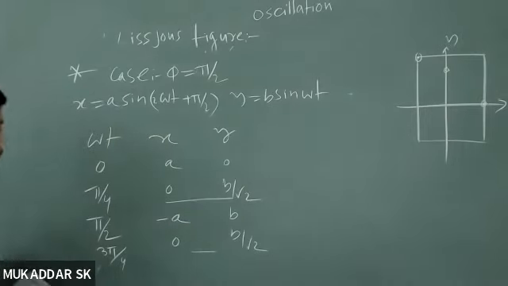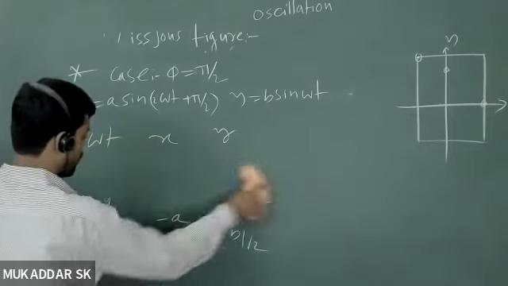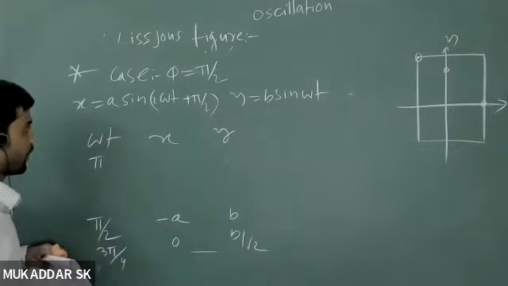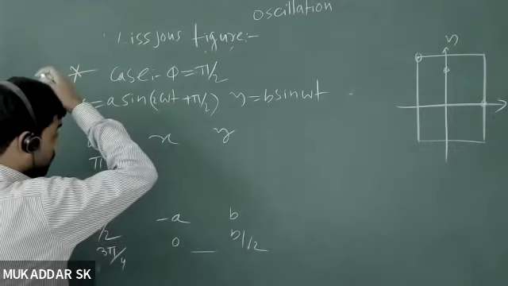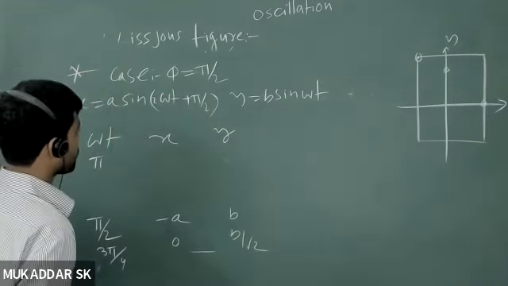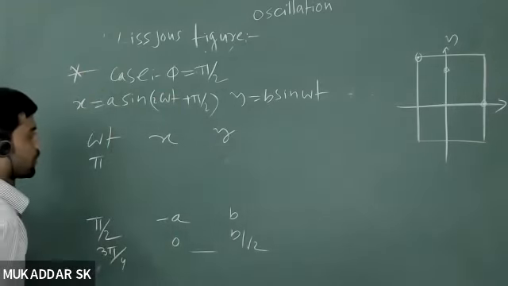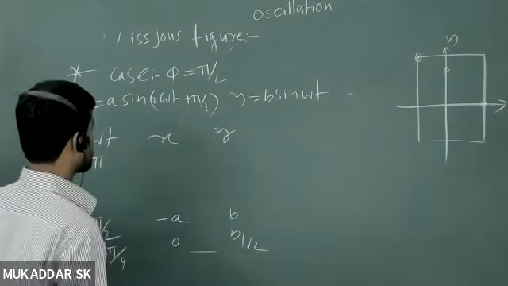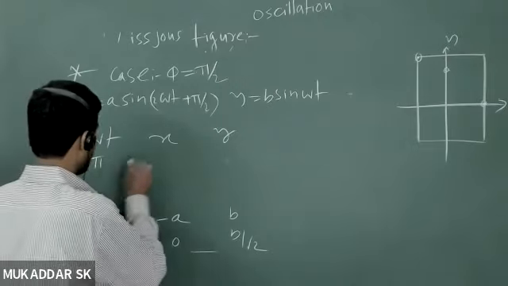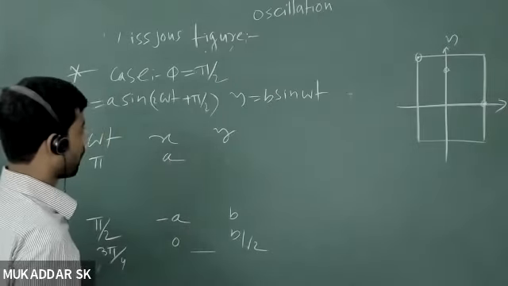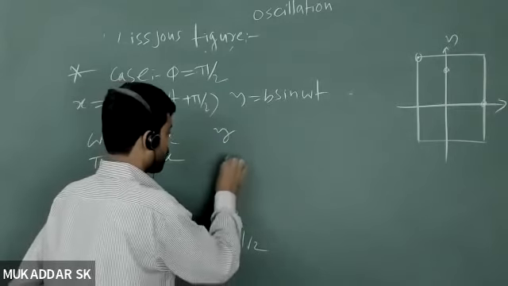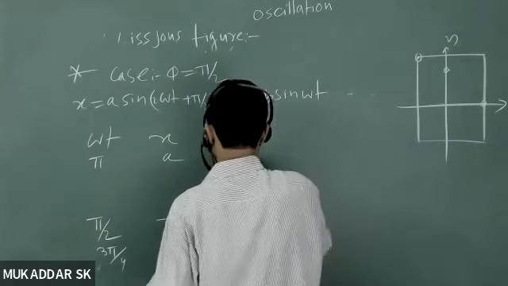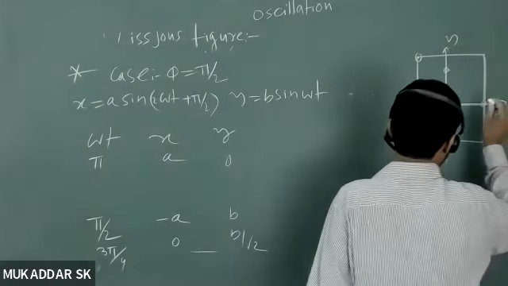Now if you take pi, then what will happen? If you take pi, then it will be 2 pi plus pi by 2. How much? Sin 2 pi plus pi by 2, how much is it? Sin 2 pi plus pi by 2 means sin pi by 2. Sin pi by 2 means 1. So at this point you will get x equals a. And y will be now how much? 0. Y will be 0, right? So y 0 means what? This point.